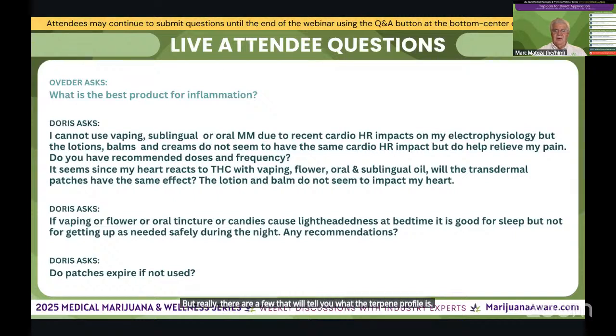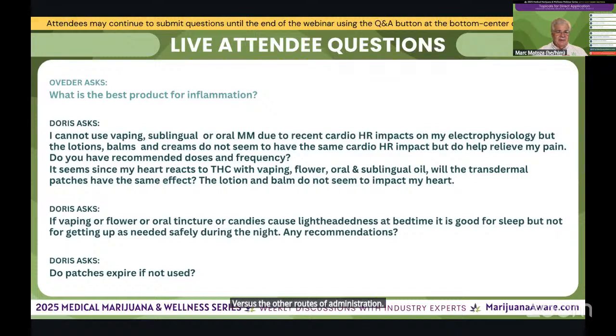But if you are using a one-to-one, or you are using a product that's a transdermal, you will get the effect. In your case, because of your heart condition, stick to the topical, stay away from the transdermal. I think you'll find it. That's really the difference that you're seeing in this particular product versus the other routes of administration.